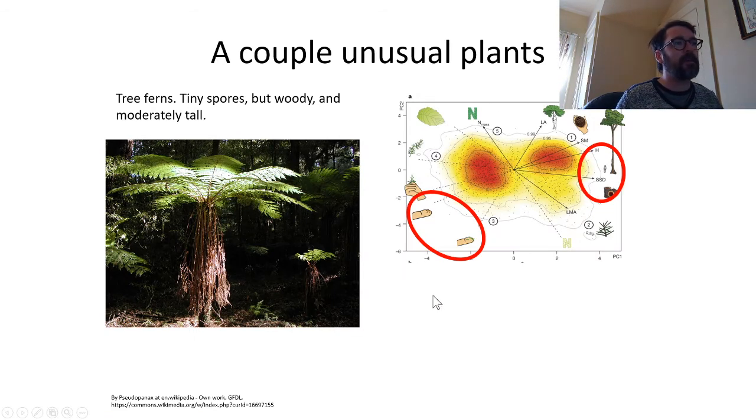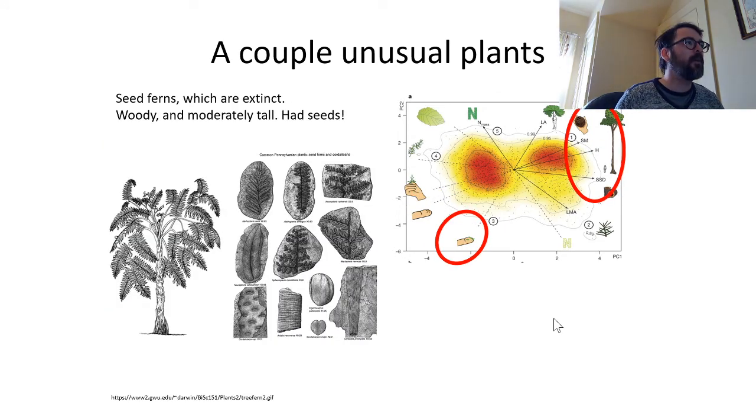So tree ferns are on here, right? They're woody plants, but they're not very tall, and they have spores, not seeds. So they're a little bit weird, in that they're sort of on here, but they don't really fit, right? They have traits over here, and they have traits over here. So those are pretty weird. Seed ferns existed for a while, but as far as we know, they're all extinct, right? So they have relatively small leaf area, but they're maybe over here with these traits. So that's a bit unusual.